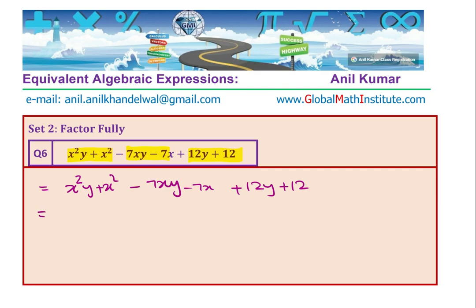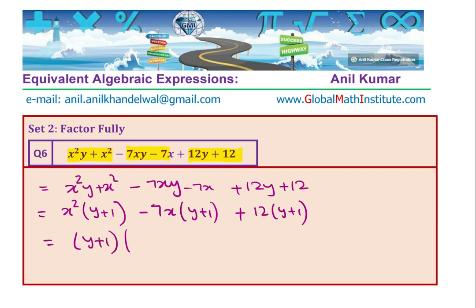So combining the first 2 terms, we get x squared common, and we get what? We get y plus 1. In the second terms, we get minus 7x common, and we get y plus 1, correct? And here, we can get 12 common, and we get y plus 1. So we could actually factor y plus 1 out. You get the idea. And we get x squared minus 7x plus 12.